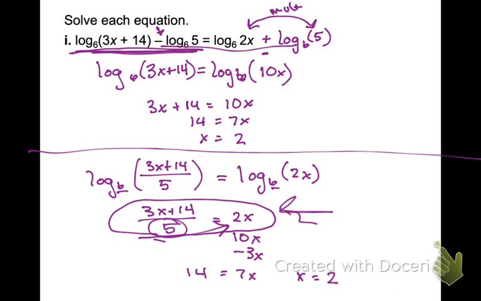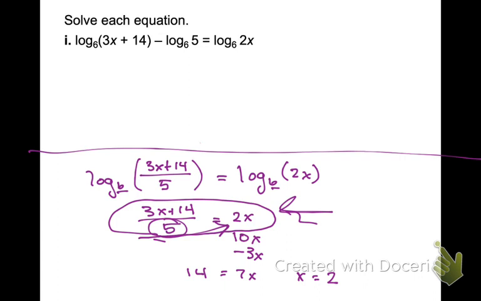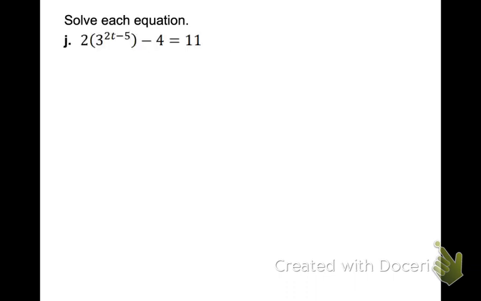So there are multiple ways to do this, but you cannot do this. What did I do? You just took all the numbers. I just took them all and said, I'm going to do one-to-one. I cannot do one-to-one until it is condensed. Got it? Okay. So 2 times 3 to the 2x minus 5, minus 4 equals 11.